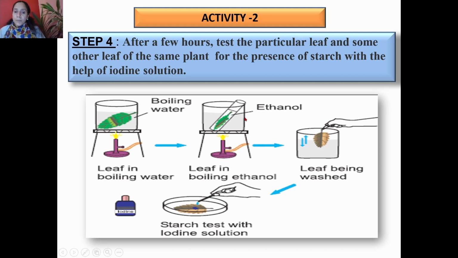Then after 3 to 5 minutes, this test tube will be taken out very carefully, and the leaf will be taken out and washed gently. Thereafter, it will be kept in a petri dish. This is the petri dish, and we will take our indicator, that is iodine, and we'll pour a few drops of iodine on it.